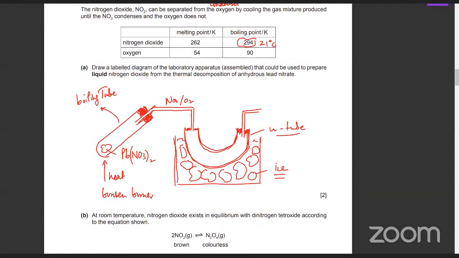Sir, its boiling point is at 21 degrees. That means this experiment cannot be done at room temperature. No, it's not going to condense at room temperature, right? You have to condense it, so it has to be lower than 21.